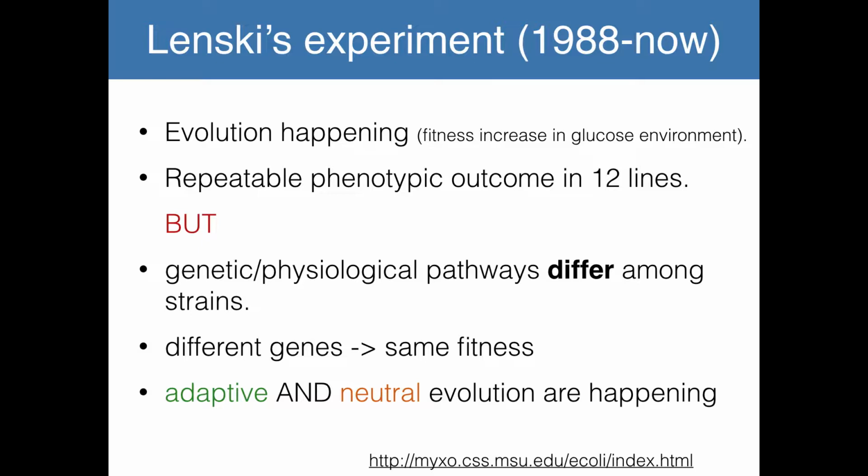And they show that this is replicable in different lines, different experiments. But what they have shown is that the exact genetic and physiological pathways that these different lines have taken to get this increased fitness have varied. So you've got different genes producing the same fitness outcomes. So the key take-home message relevant to this class is that both adaptive and neutral evolution are happening simultaneously in this population, and that's the case everywhere.